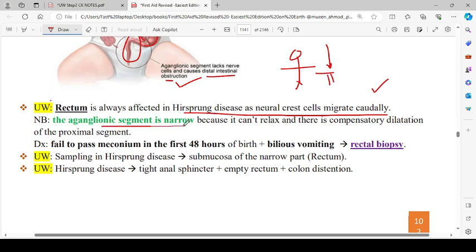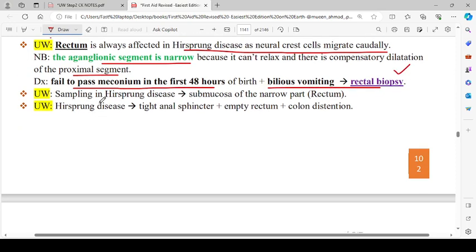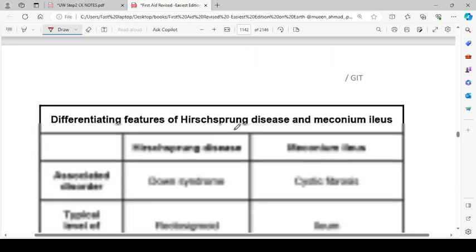NBME point is that the aganglionic segment is narrow because it cannot relax, and there is compensatory dilation of the proximal segment. The diagnosis is failure to pass meconium in the first 48 hours of birth with bilious emesis. Perform the rectal biopsy. Sampling in Hirschsprung disease is of the submucosa of the narrow part of the rectum, and that can be taken by suction biopsy. In Hirschsprung disease, tight anal sphincter, empty rectum, and colon distension will be present.